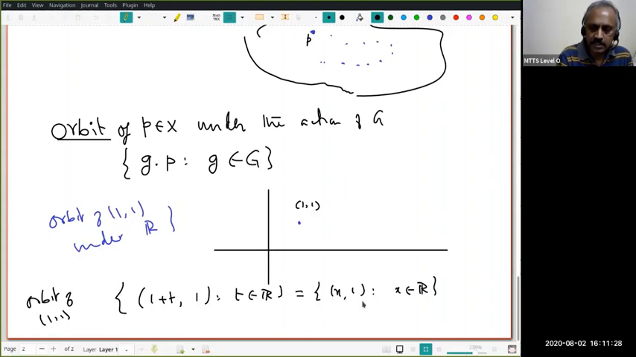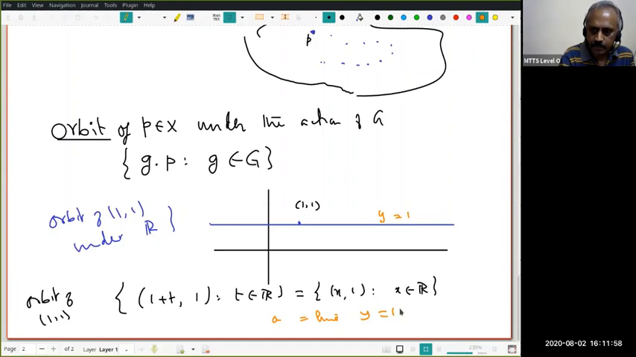What is this? Yes, this is a horizontal line parallel to the x-axis through the point (1, 1). Okay, I may not be able to draw a good picture, but I hope you will understand. So this is y equal to 1. Therefore, the orbit is nothing other than the line given by y equal to 1. Very good.